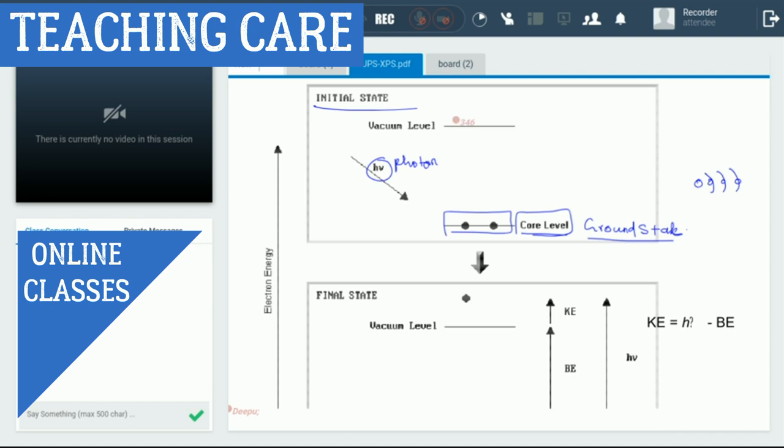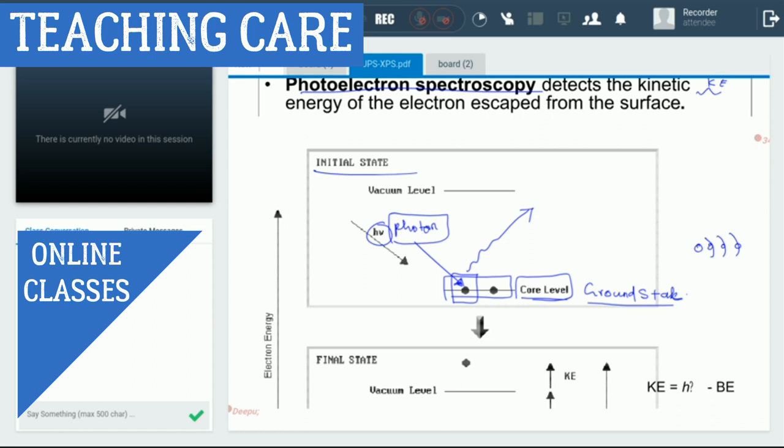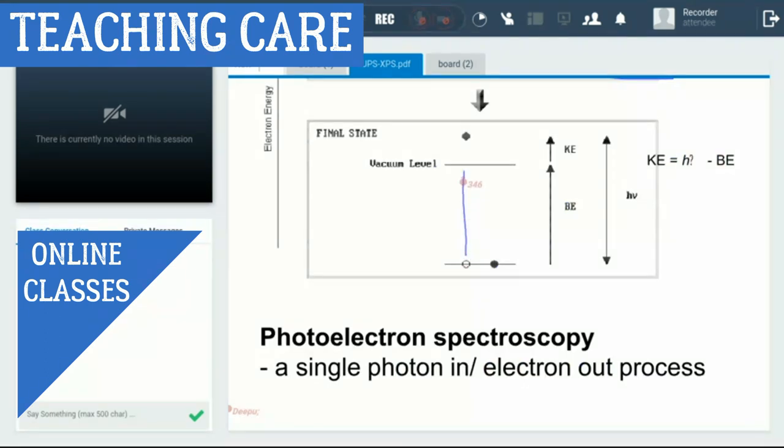What will happen after the photon hits the electron which is present in the ground state? See here, imagine this photon is hitting this electron. Did you understand? So what will happen? The photon transfers its energy to this electron. So this electron will be excited. That state is called the excited state. When it is excited, it will move away from its path. See here, this is the electron. It is ejected out from its path.